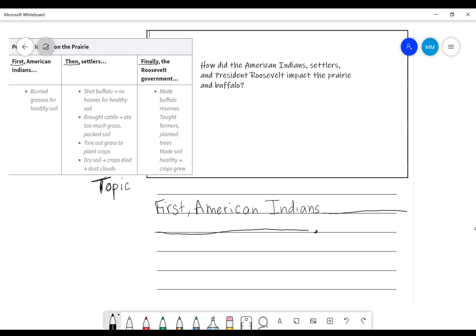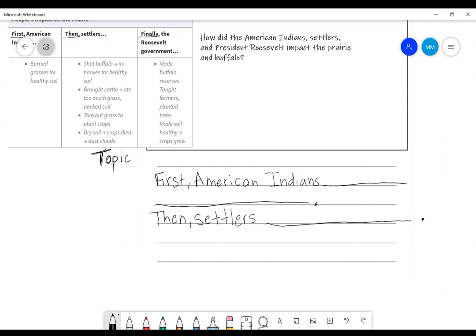Okay, after first, we have then. So we're going to start with an uppercase letter. Then, settlers, there's a topic specific word, then settlers, blank. You are going to tell me what the settlers did to impact the prairie. Now, remember, we talked about how the settlers at the beginning, in the middle of our book, they had a negative impact. They hurt the prairie by killing buffalo and bringing cattle and taking out the grass to plant crops. So remember to use your evidence chart to tell me how the settlers impacted the prairie.